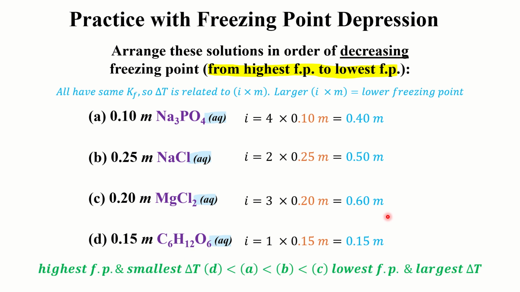So to arrange these in order from highest freezing point to lowest, D would have the highest freezing point because it has the lowest effective concentration, then A, then B, then C. So you're basically ordering these from lowest concentration to highest, because the higher these concentrations are, the bigger delta TF is going to be, and the bigger delta TF is, the lower the freezing point is, the more the freezing point is being lowered, essentially.